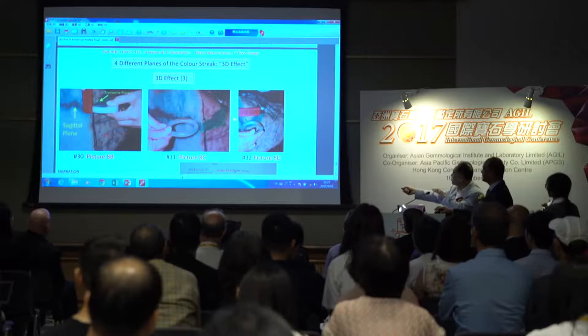The whole color streak comes from this section right through, and from here the other section comes right there. So it's easy to estimate. Once you dissect right through, you can see the cross section, and then right through to the other side of the skin of the jade. So there's no cheating. It's very honest.